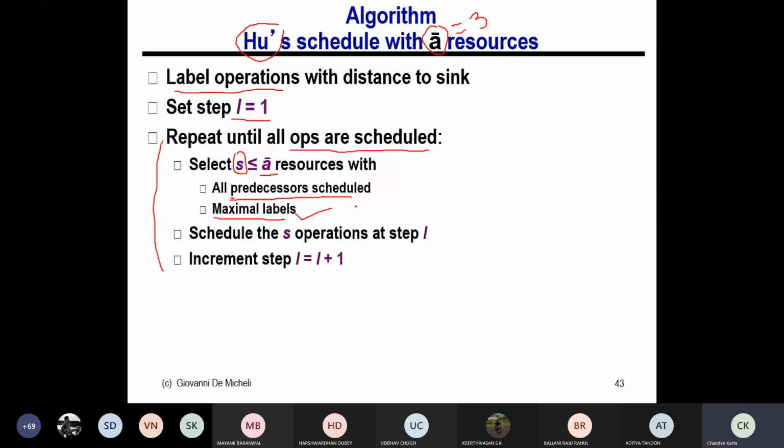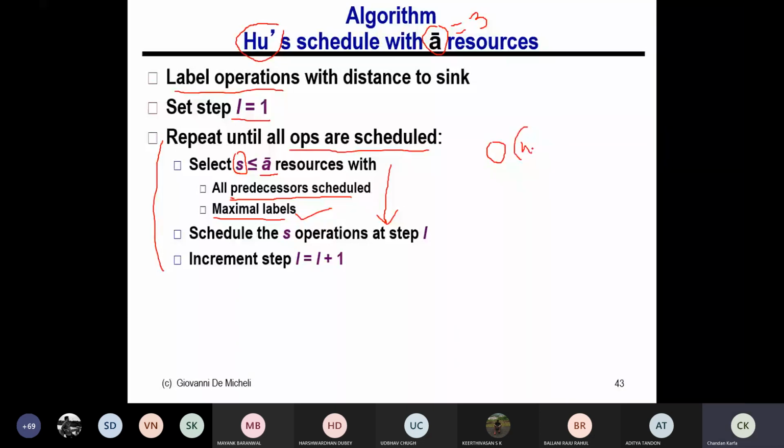So this is the greedy decision. So among 5, I am going to select these 3. This is the greedy choice. But that greedy choice ensures that once you execute the whole thing, that will give you the minimum latency for a given set of resources. Right? So that is what is important. So that is why this algorithm is order of n. If you see, this algorithm is order of n, right? Complexity is order of n only.